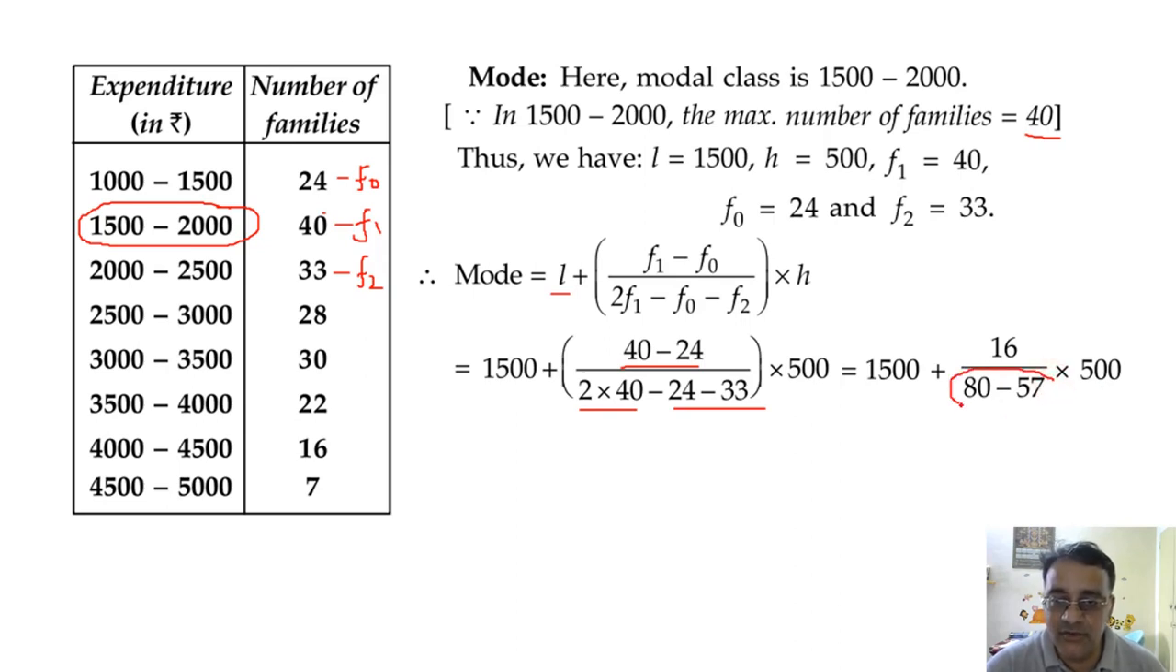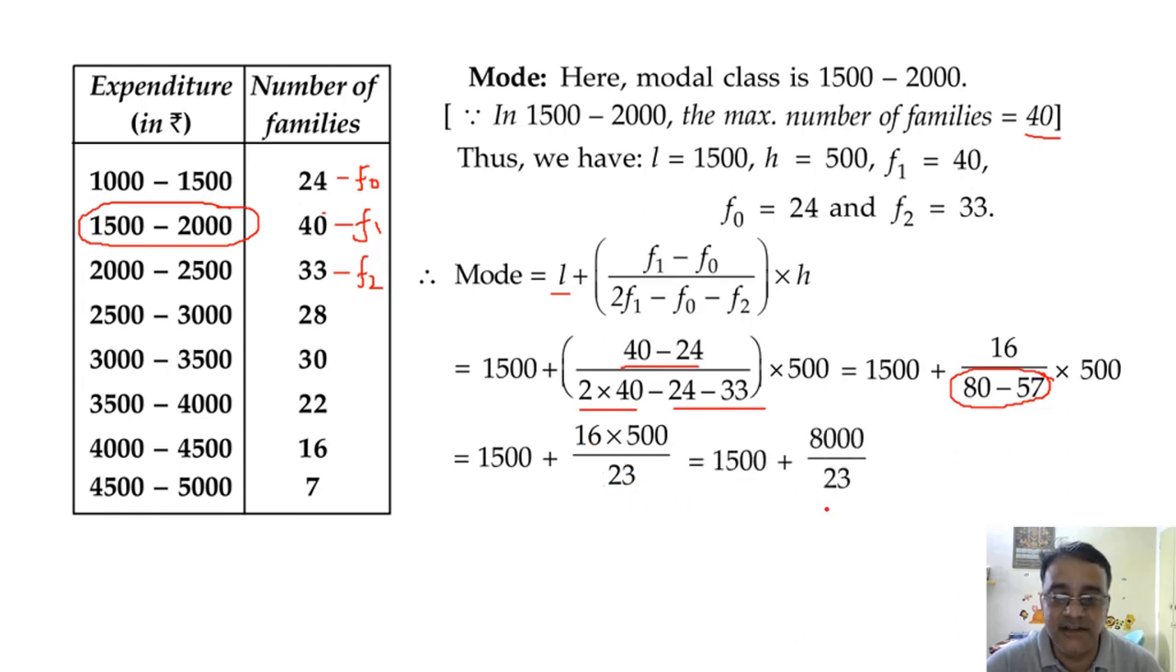Further, if you subtract these two, what will you get? 23. Right, 23. So now 16 into 500. Because 23 is a prime number, what we will do is multiply both and divide by 23. So 8000 divided by 23 will give 347.83 approximately. So the final answer is 1847.83.